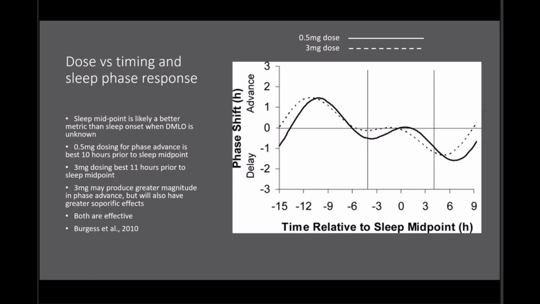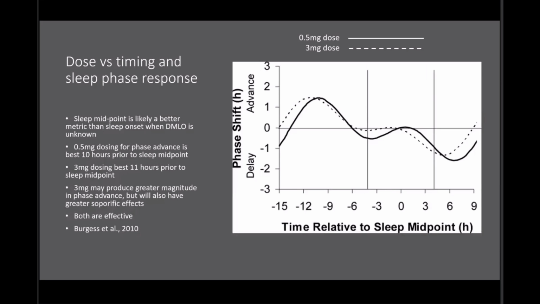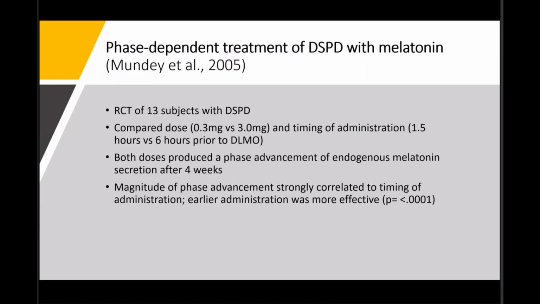I did forget to mention, so if you notice too, the dose doesn't matter. Whether it was a 0.5 milligram dose or a 3 milligram dose, you got the same magnitude of shift. It does seem to be better to give higher doses earlier in the evening to avoid some of that delay, but the magnitude is irrelevant to dosing. I've got 2 studies here that show just that, that it is certainly more relevant when you give your melatonin than how much you give.